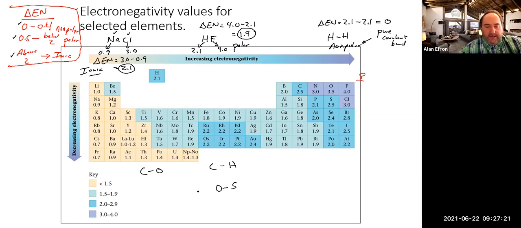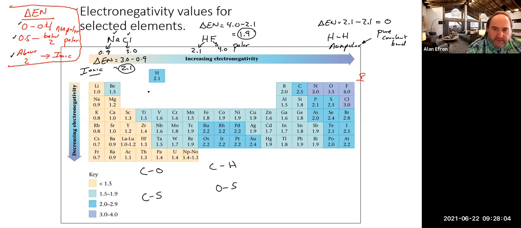Let's do carbon sulfur here. All right, so for each of these, use the table, determine the difference in electronegativity, and determine whether it's nonpolar, polar, or ionic in this particular case.